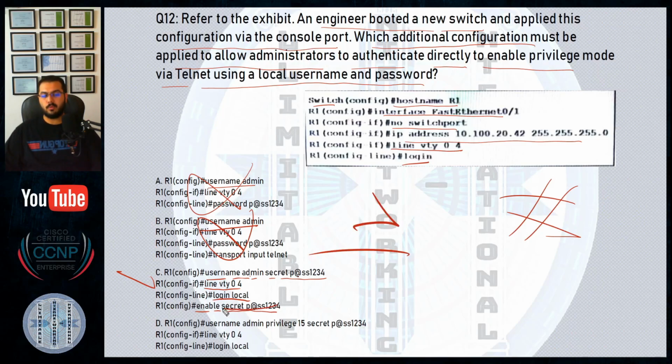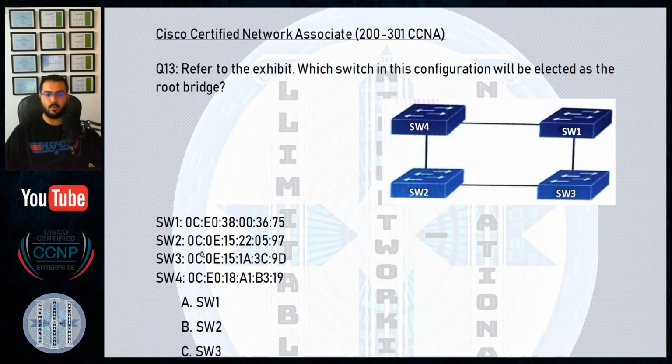So we will need to remove that line. So this will make you false and faulty, and this one is correct: a username with a privilege, a line vty, a login local, without mentioning the enable secret. So this will allow you to log in directly to the enable privilege mode.